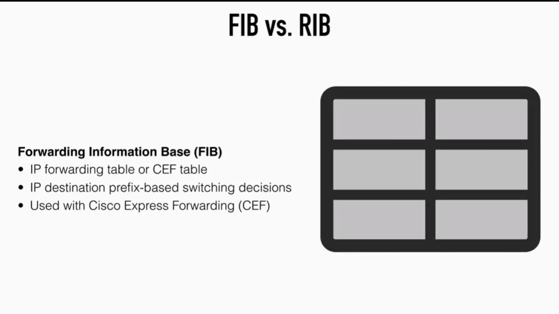The FIB itself is a direct copy of the routing table. Each time a routing change occurs and the routing table is updated, the FIB is also updated to reflect those changes. With CEF, the FIB is used to make IP destination-based switching decisions, which takes the CPU out of the equation and creates a faster, more lightweight switching process.